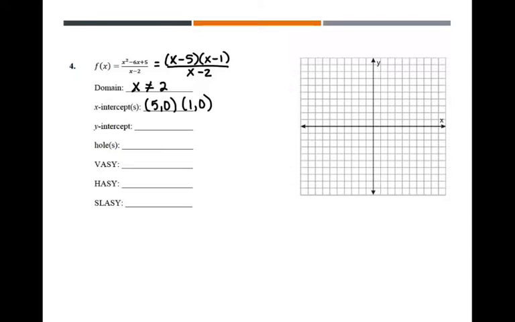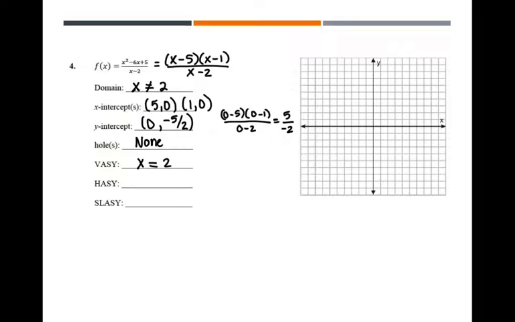My y-intercept comes from plugging in 0. So I have 0 minus 5 times 0 minus 1 over 0 minus 2. Let's see, that gives me -5 times -1 is +5 over -2. So that'll be -5 halves. For the hole, we didn't have any factors that canceled, so there are no holes this time. My vertical asymptote comes from the denominator, so that's x equals 2.